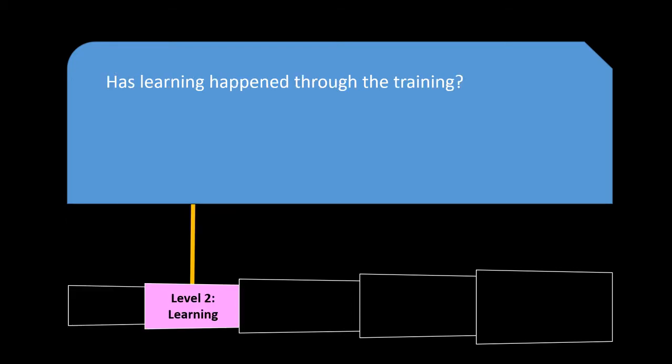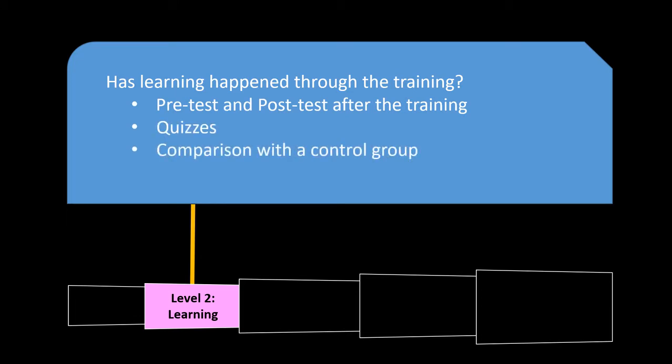Level 2, Learning measures if learning has happened through the training. This is generally measured through pre-test and post-test after the training, quizzes, comparison with a control group, and observations from colleagues or managers. The data captured at Level 2 is important for the organizations as the basic aim of any training is to enhance employee performance. Consider this analogy.